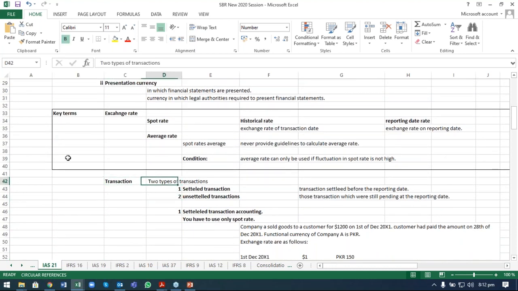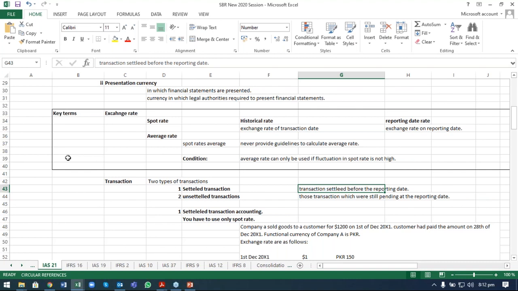Looking into individual transactions, IAS 21 explains there are two types of transaction. One is a settled transaction and the other one is an unsettled transaction. If there is a settled transaction, it must be translated at the spot rate on the date of the transaction. Spot rate is a rate that could be a historical rate or that could be the current rate.